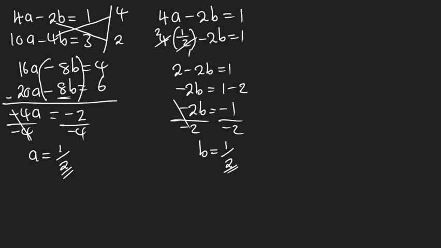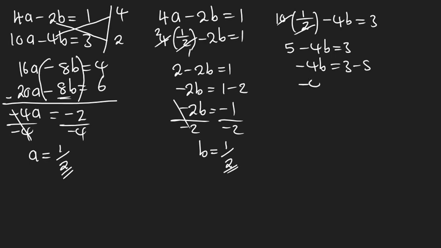Let's try to check if it will give us 1 over 2 even for the other one, just for the sake of confirming if what I've done is correct. So we've got 10 times 1 over 2 minus 4b is equal to 3. So this and this will give us 5 minus 4b is equal to 3. So minus 4b is equal to 3 minus 5. This will give us minus 2. So your b will still give you 1 over 2.